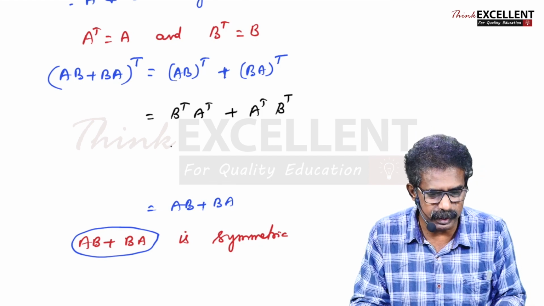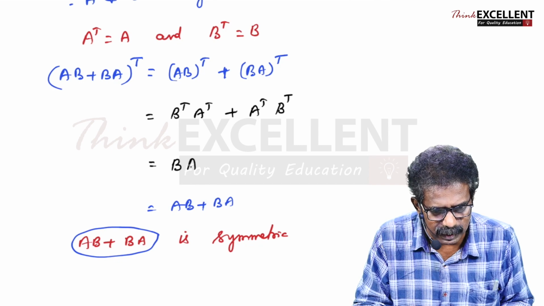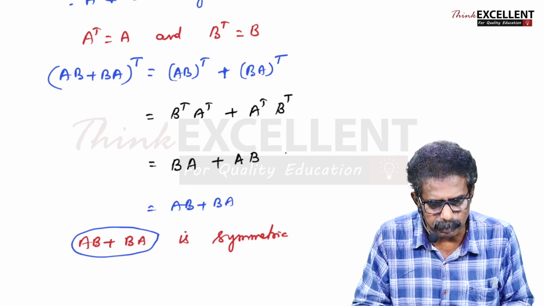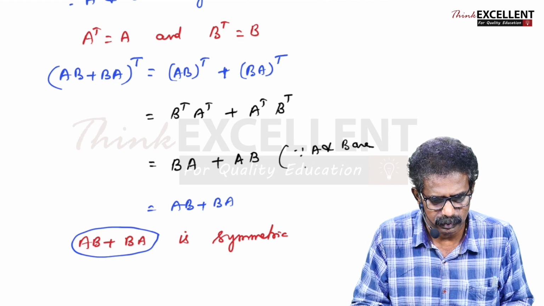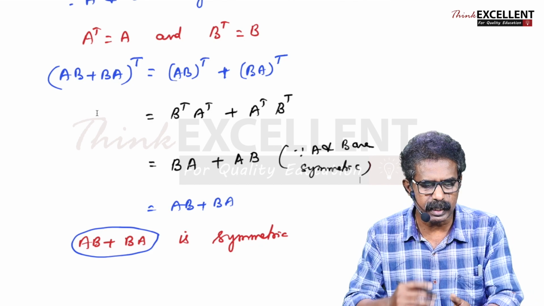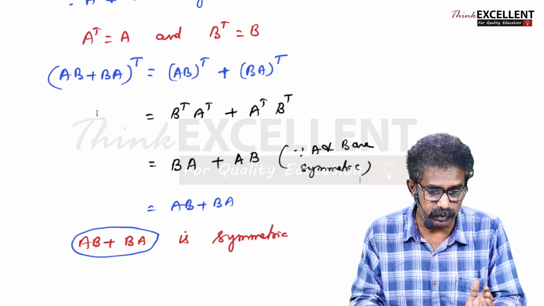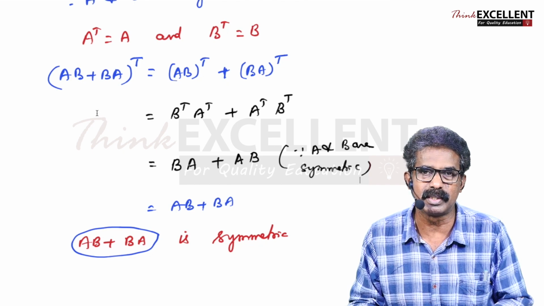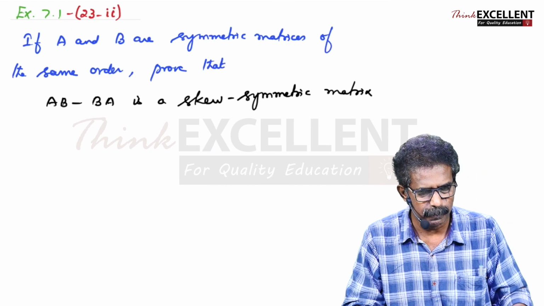You know A and B are symmetric, so B transpose is same as B, A transpose is same as A, plus A transpose is A, B transpose is B, right? Because A and B are what? Symmetric. That is given in the question, right? So you are getting AB plus BA transpose is AB plus BA itself. So AB plus BA is symmetric. Suppose if you get AB plus BA transpose is minus of AB plus BA, then you will say it is what? Skew symmetric, right?